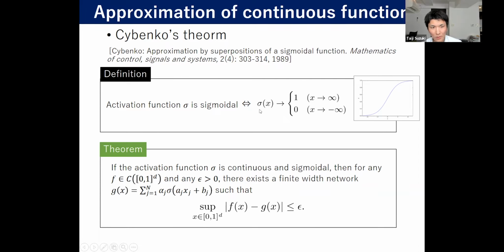The ReLU activation function is very popular nowadays. The ReLU activation function does not satisfy these conditions, but by taking a summation of ReLU neurons, we can construct this kind of function. By taking a sum of neurons with ReLU activation, you can construct a sigmoidal function. Therefore, the ReLU activation function also satisfies this universal approximability property.